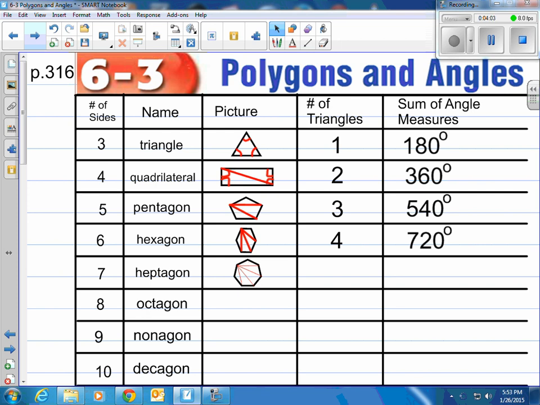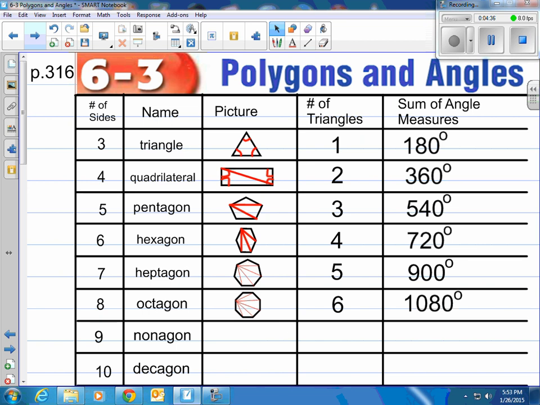Look at it, we have a heptagon here, and I draw the diagonals, and I see there are 5 triangles inside. That's the minimum number of triangles. So I take 5 times 180, it's 900 degrees. So a heptagon has 900 degrees total. All 7 angles added up equal 900 degrees. Here's an octagon that has 8 sides, 6 triangles I can count there. And when I take 6 times 180, I get 1080 degrees.